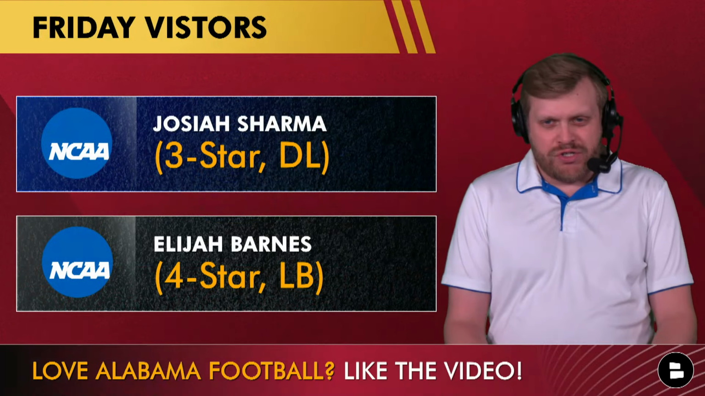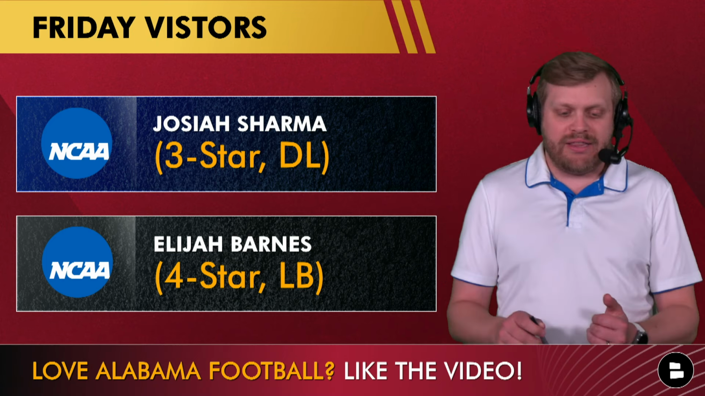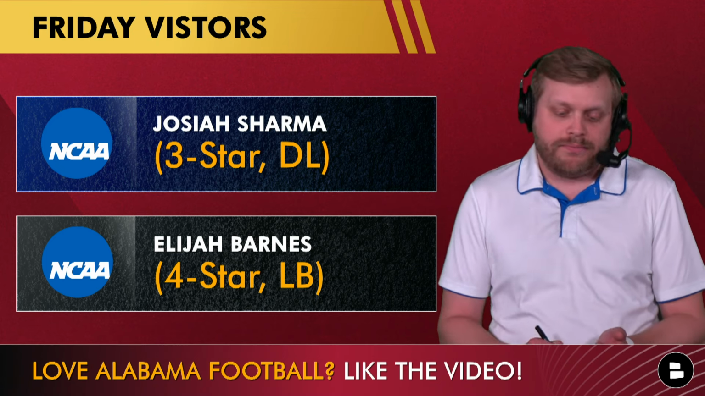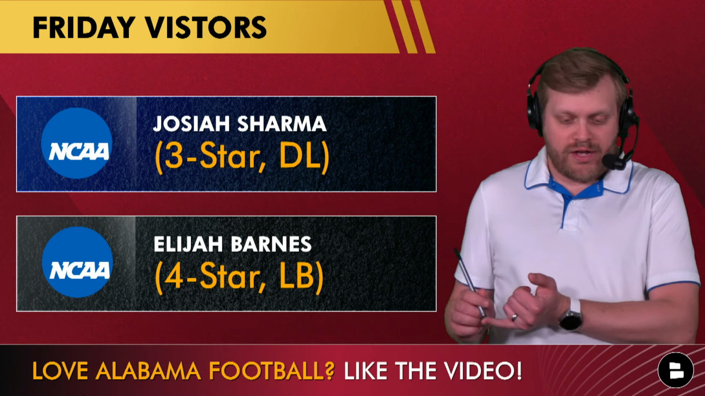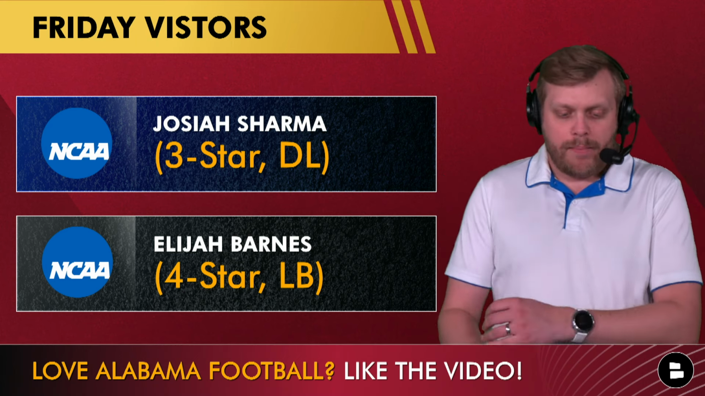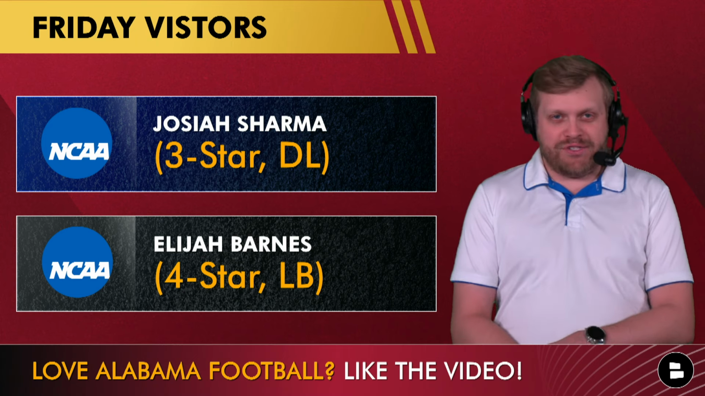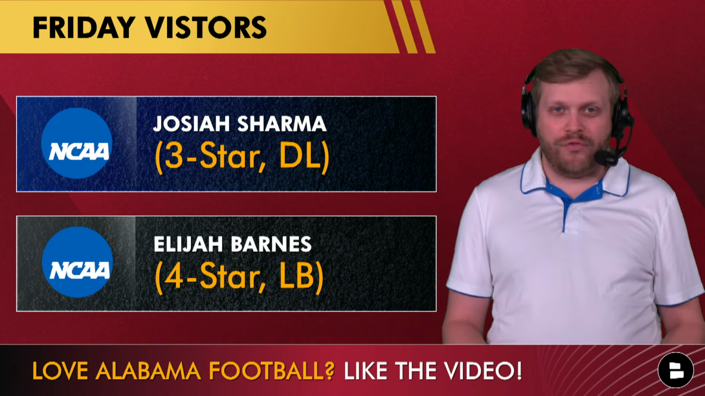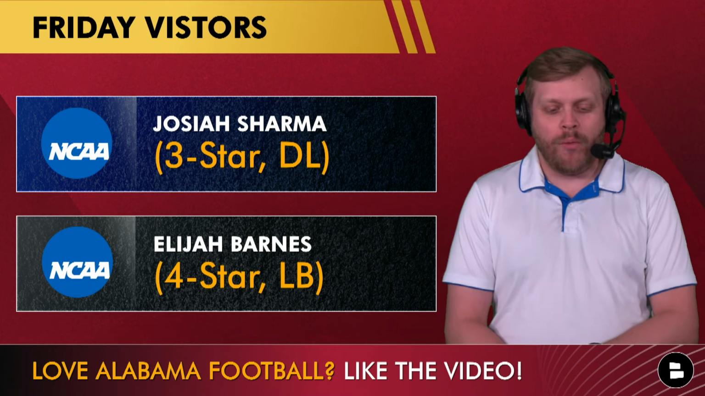Friday visitors: Joshua Sharma, the 3-star defensive lineman, and 4-star linebacker Elijah Barnes. Let me make sure I got my notes right here. 420, nice for Sharma, a D lineman from California. Barnes is in the top 100, a linebacker, another one from Texas. I think you'll see a lot of blend between that Wolf and inside linebacker role. That's all going to blend together for Kane Wommack.